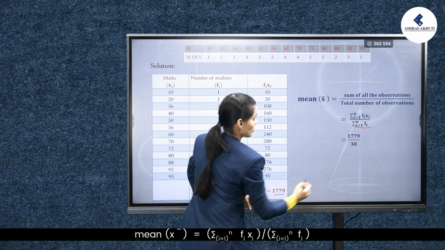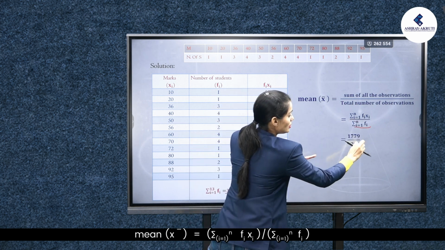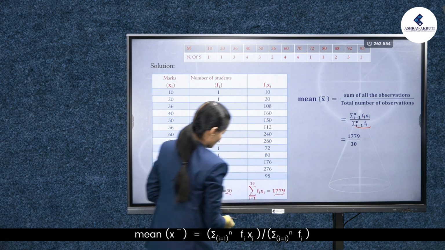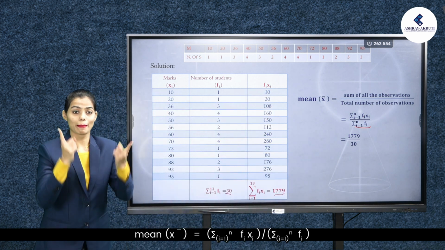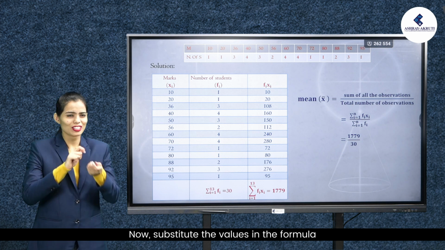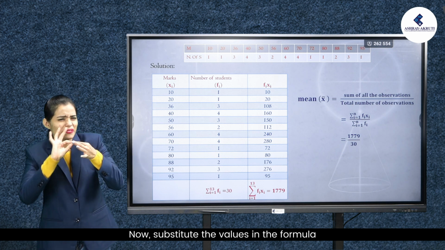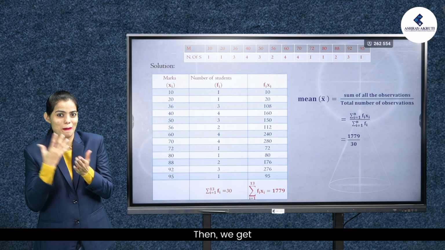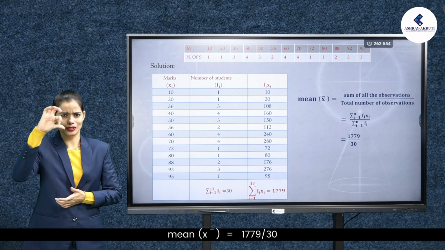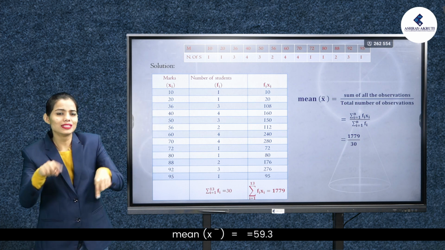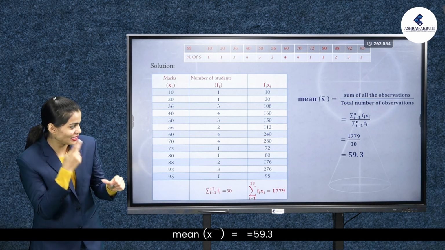Now, add all the values of the Fi Xi column to get the summation of Fi Xi. Now, substitute the values in the formula, then we get 1779 by 30 is equal to 59.3.